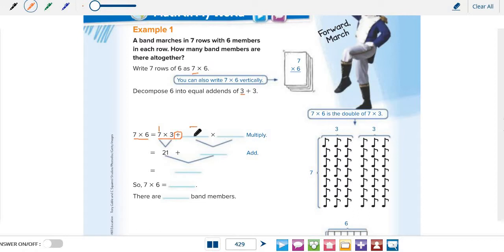So again, 7 multiplied by 3. And then 7 multiplied by 3 equals 21. This is the first known fact. And this is the double known fact, which is again 21. So now 21 plus 21 equals 42. So 7 multiplied by 6 equals 42. So there are 42 band members.